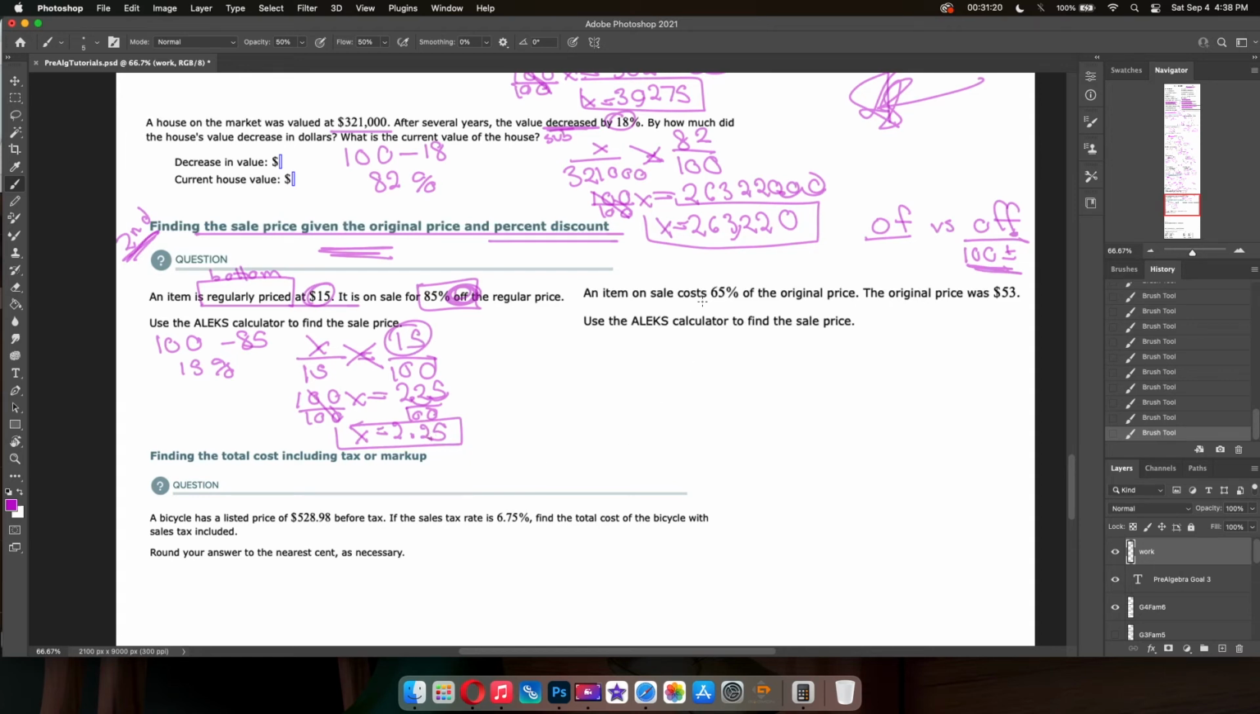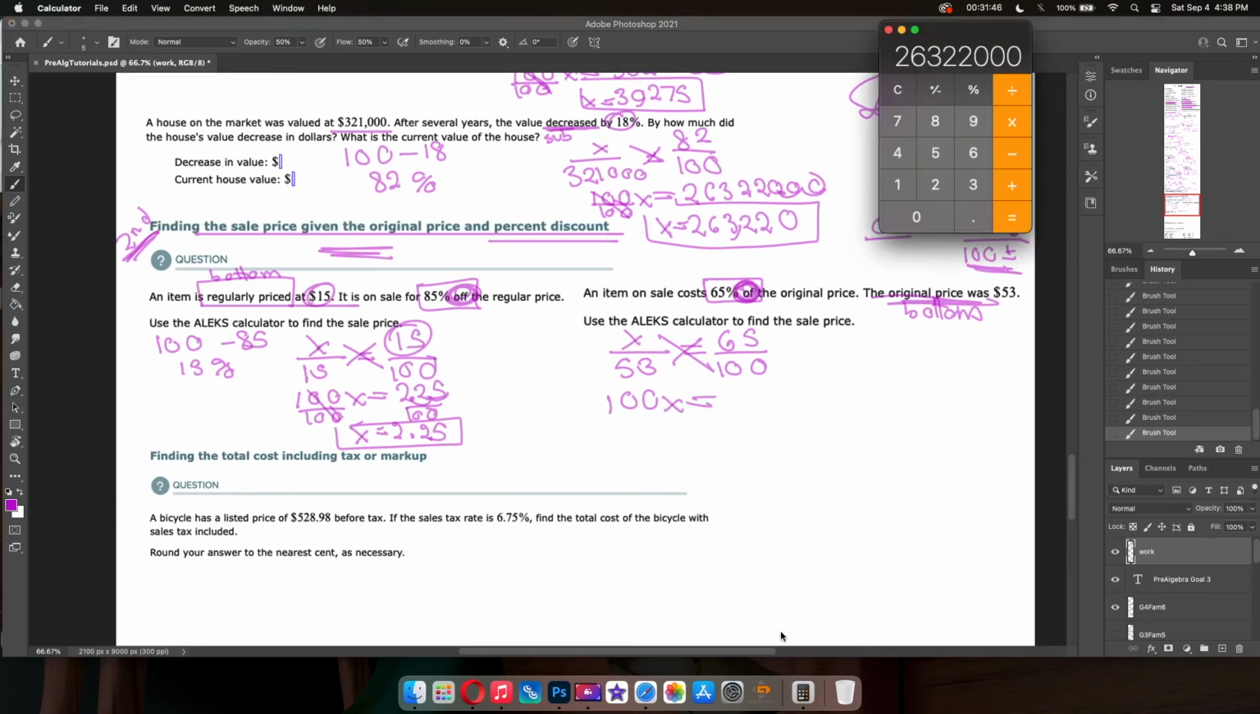Now over here we have 65% of. Of tells us that there's no extra step here, so we can just jump right into dumping this 65 into the proportion that we're setting up. And the original price is always going to go on the bottom. So that's going to be the 53 over here, and there's our unknown. Cross multiply. 100x equals, what is 53 times 65?